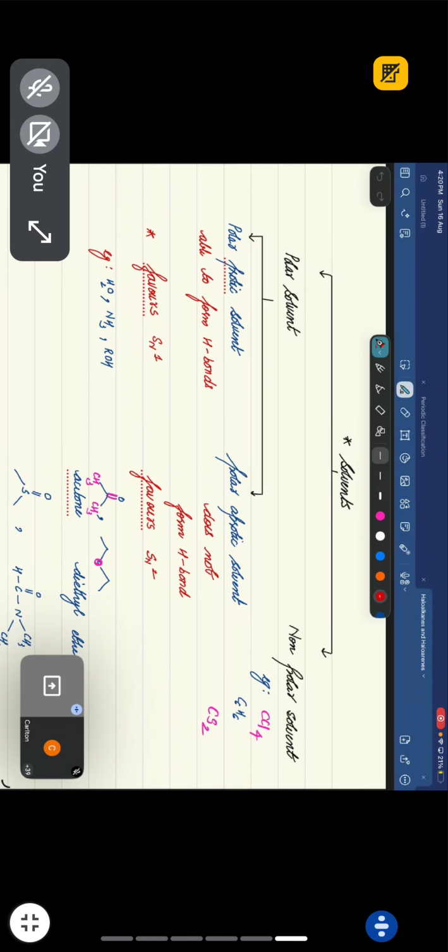Can you give me the order once again? For SN2, what is the reactivity order? Methyl, primary, secondary, tertiary. For SN1 mechanism, tertiary greater than secondary, then primary, then methyl.